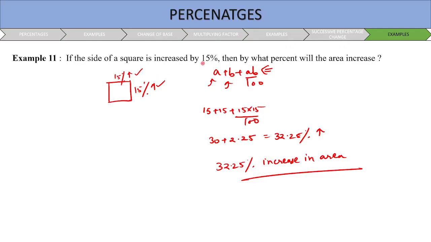Please understand this, guys. Don't take it as just 15% because we are talking about area, and area is side squared. So if there is a percentage increase in one side, there is a percentage increase in the other side also. Hence, we will use 2 times 15 to arrive at our answer.